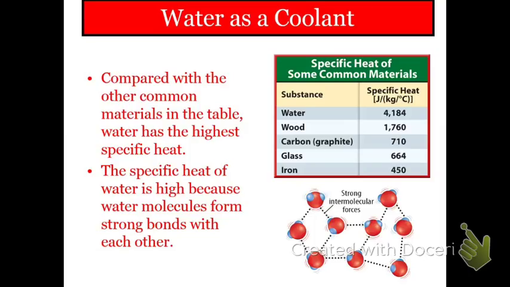Water is an example of a coolant. It has one of the highest specific heat values. It can absorb a lot of thermal energy before it breaks down. If you notice, I even put a chart over here. Look, water has a specific heat of 4,184 joules per kilogram times degrees Celsius, whereas something like iron only has 450. The reason water has such a high specific heat is because it has very tight, strong bonds. It makes these really strong intermolecular forces that cause it to be able to absorb heat before it breaks apart.